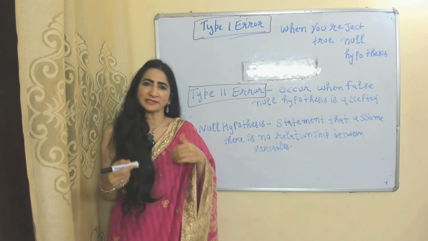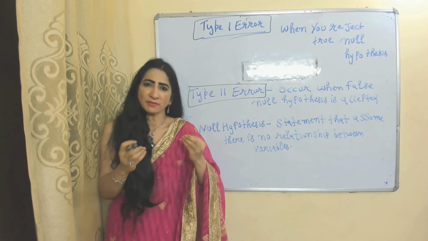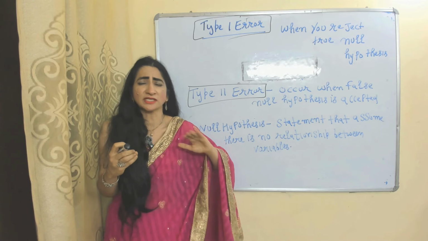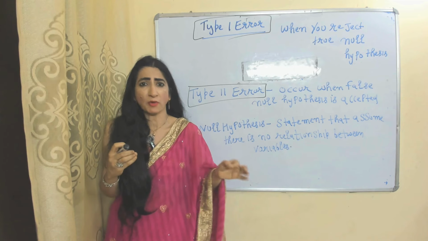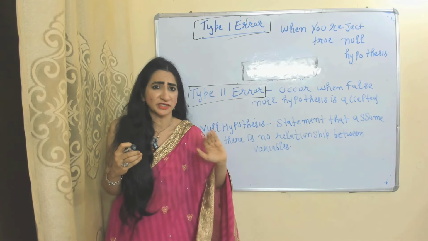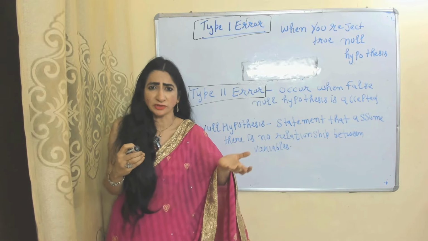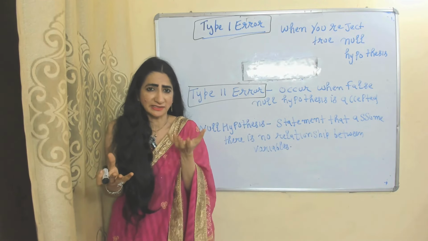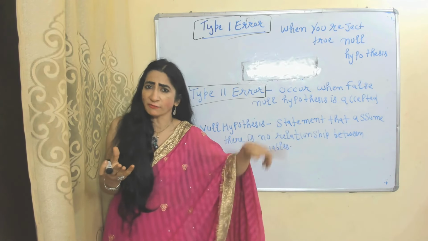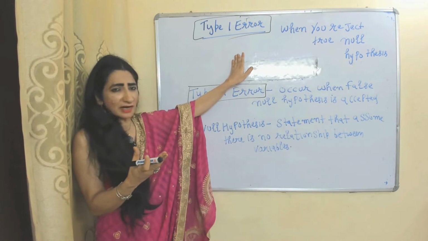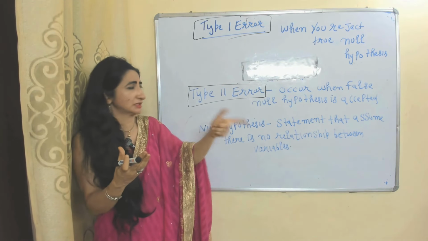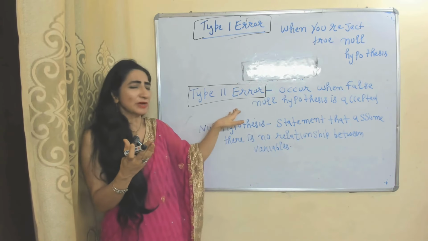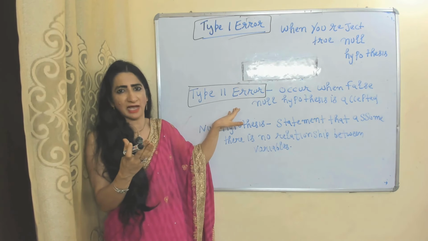Now we will see type 1 and type 2 error. In hypothesis testing, we make a null hypothesis and an alternative hypothesis. Null hypotheses are statements which show there is no relationship between variables. For example, a null hypothesis shows there is no relationship between green tea and good health. For good research, we should accept a true null hypothesis and reject a false null hypothesis. But a type 1 error occurs when you reject a true null hypothesis, and a type 2 error occurs when a false null hypothesis is accepted, or you can say that a type 2 error occurs when you accept a false null hypothesis.